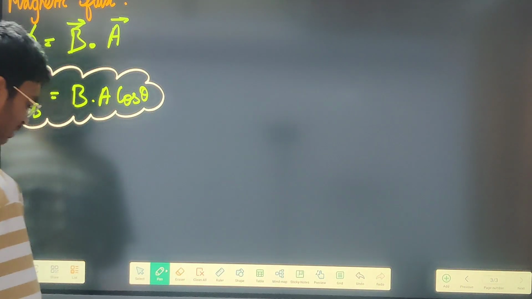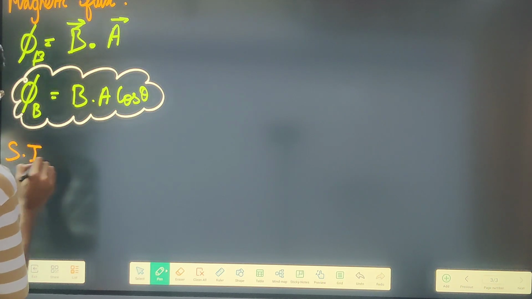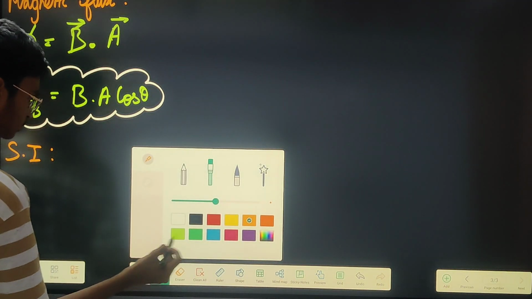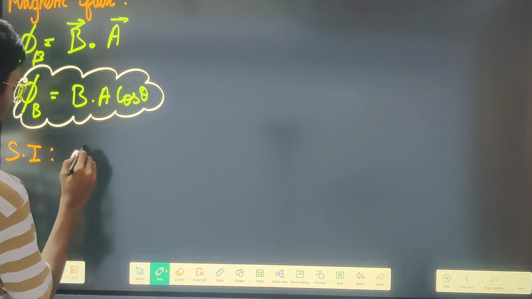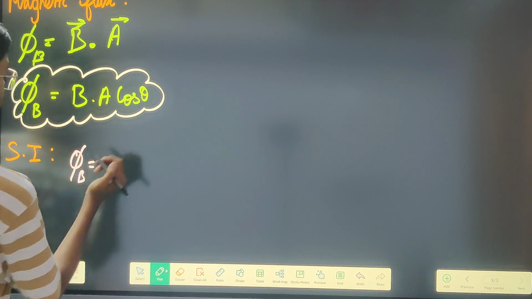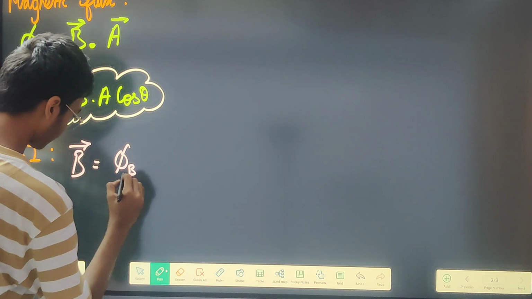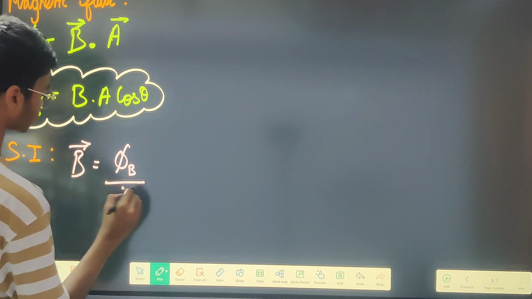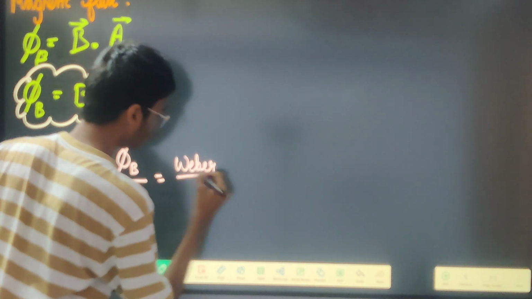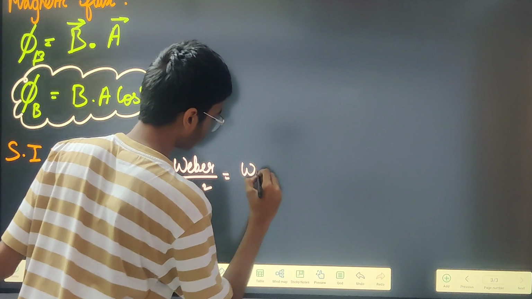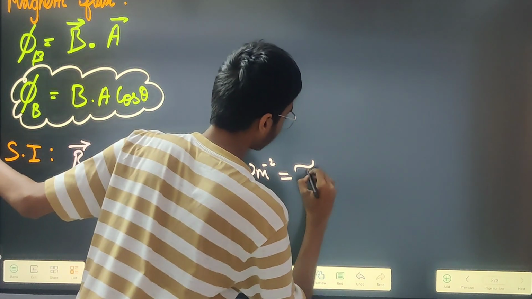Then what about its SI unit? Tesla, yeah, SI unit. Which color shall we use? We will use light pink. Magnetic field is equal to magnetic flux divided by area, right? So the SI unit is Weber divided by meter square, which can be written as Weber per meter to the power of minus 2, or which is also equal to Tesla.